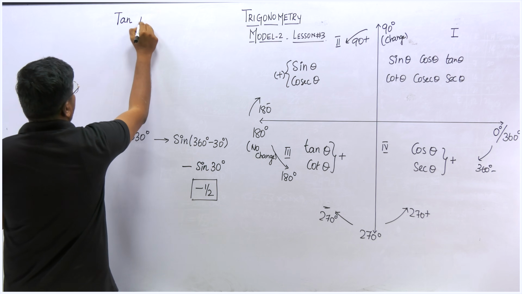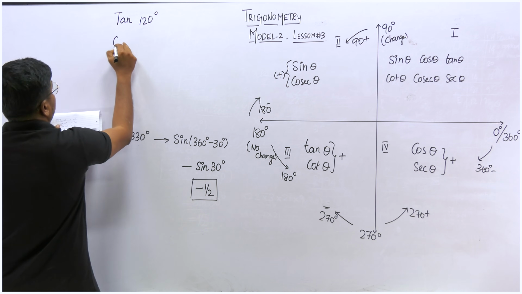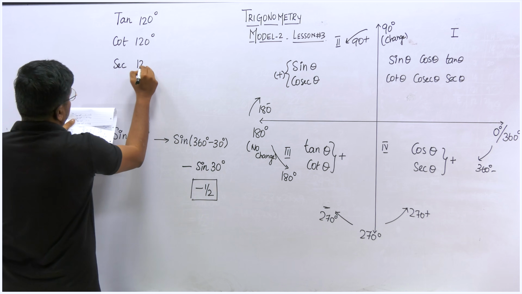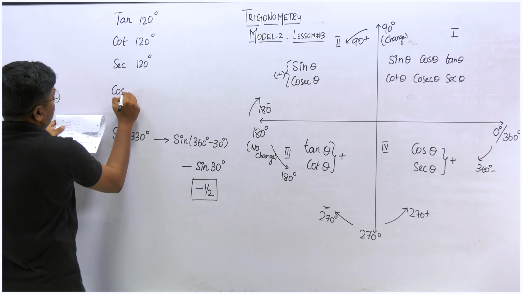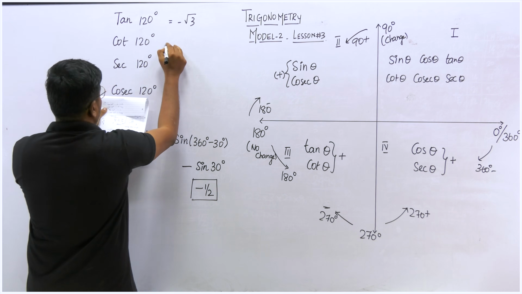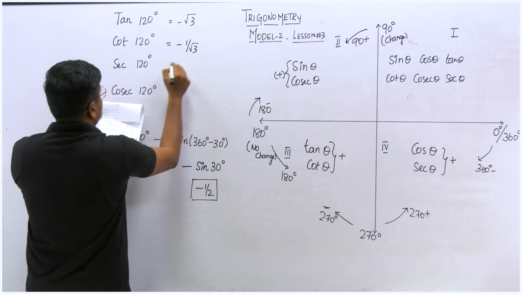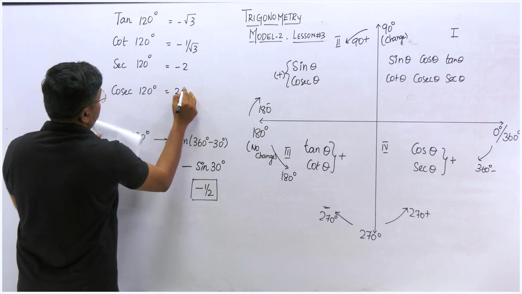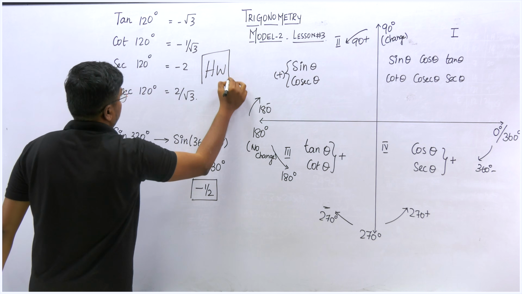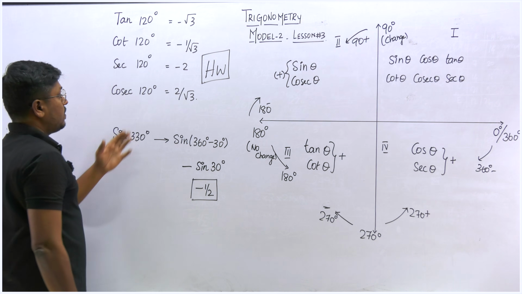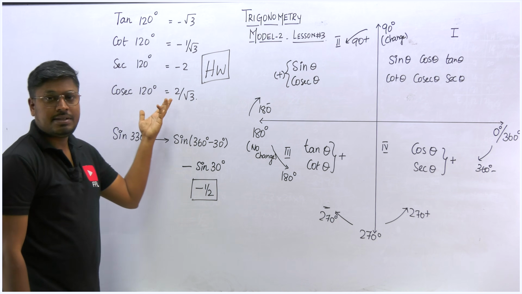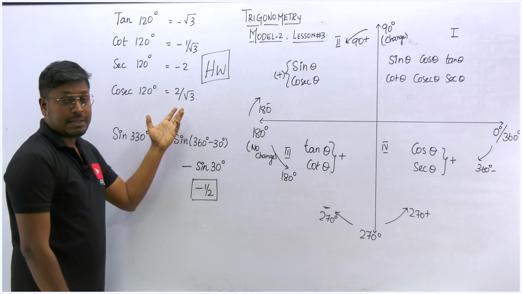Tan 120 degree, cot 120 degree, secant 120 degree, cosecant 120 degree. I can write the answers also here. So here is the homework question. Check whether you are getting the answer or not. If I made any mistake, kindly tell me in the comment section what mistake I have done.